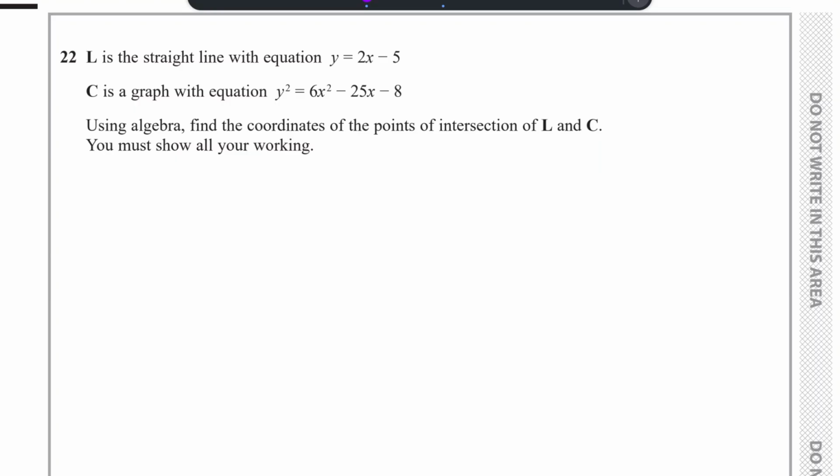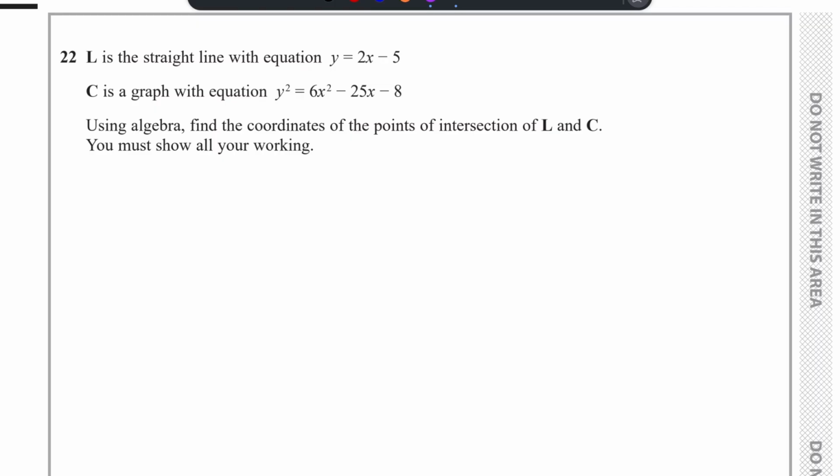As we're going to be looking at this question on simultaneous equations, let's have a quick read. So we've been told that L is a straight line, and you've been given the equation of this line here, and then you've got C is a graph with equation given here. Now this is not a typical type of graph equation that you're used to at GCSE, and you wouldn't be expected to know what that graph looks like.